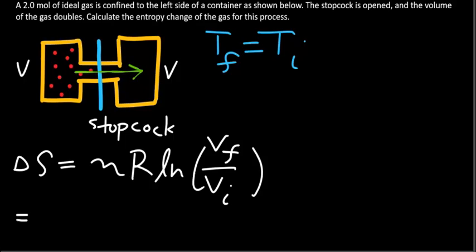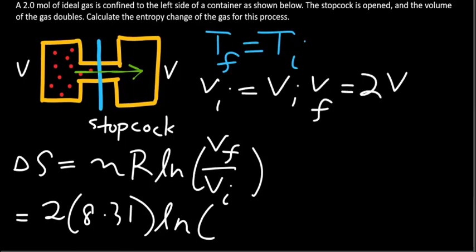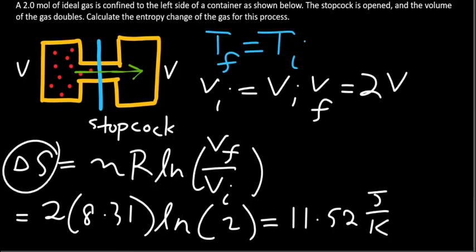Let's substitute the numbers. Now we're dealing with 2 moles of an ideal gas, so n is 2. R is 8.31, the universal gas constant. Note that initially the volume occupied is V. Finally, the volume occupied is 2V. So 2V over V means it's the natural log of 2, which gives you an answer of 11.52 joules per Kelvin for the change in entropy.